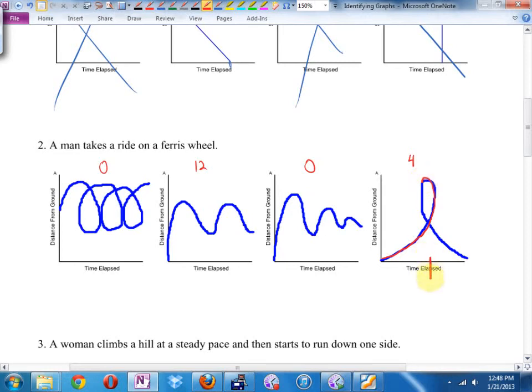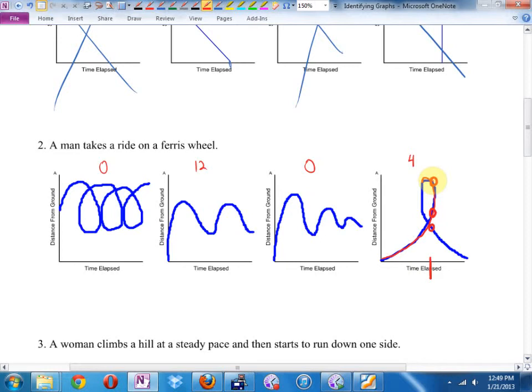I have another issue with this, by the way. Apparently, at the same time, this person is that high, and that high. Unless something's gone horribly wrong, I don't think you can be at more than one height at the same time. By the way, which of those graphs looks the most like a Ferris wheel? Graph number 4. Which of those is, but it's not, right?